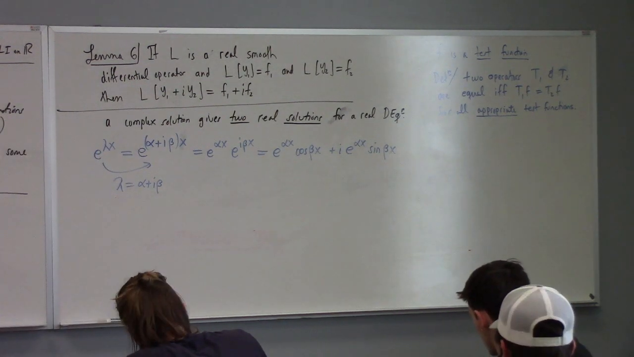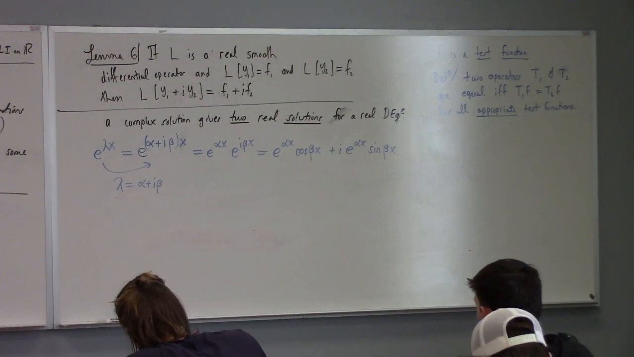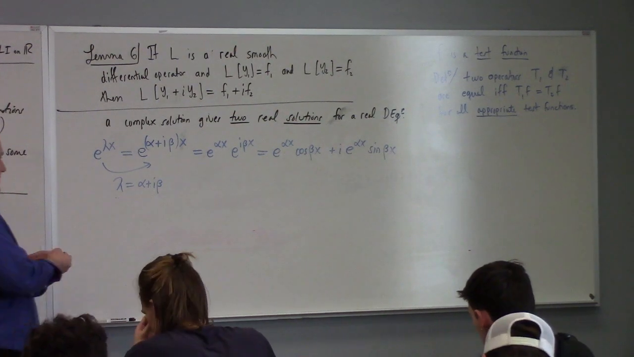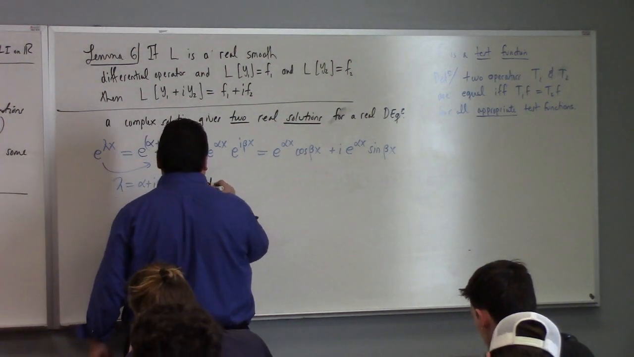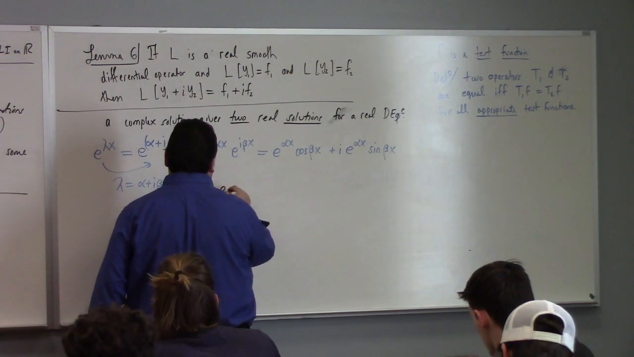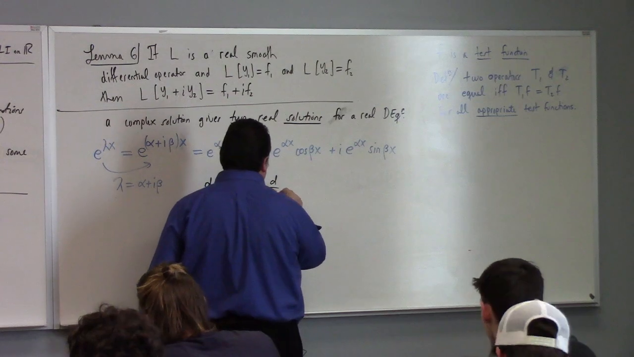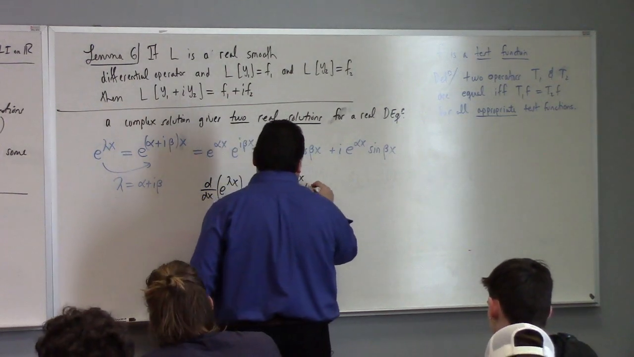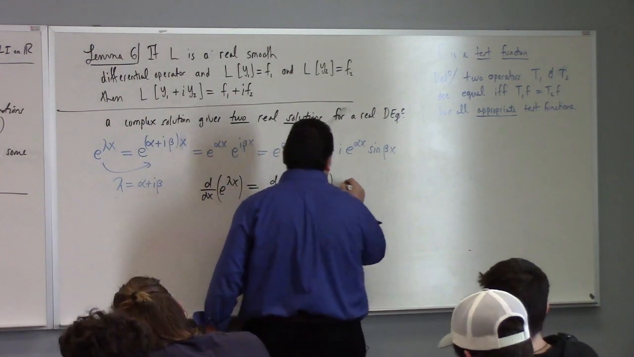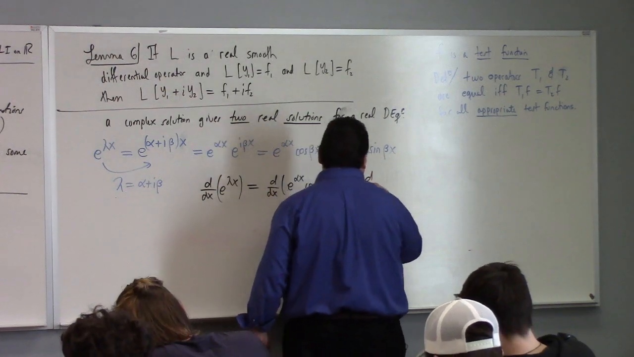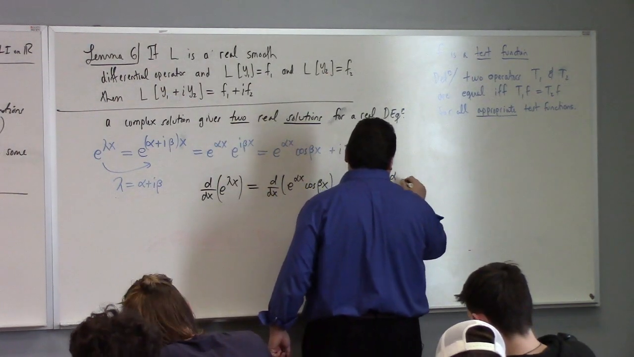How do we differentiate a complex valued function of a real variable? Like, what's the definition? I'm going to work this out for you. d/dx of e to the lambda x, how does it go? By definition, this is d/dx of e to the alpha x cosine beta x plus i times d/dx of e to the alpha x sine beta x.